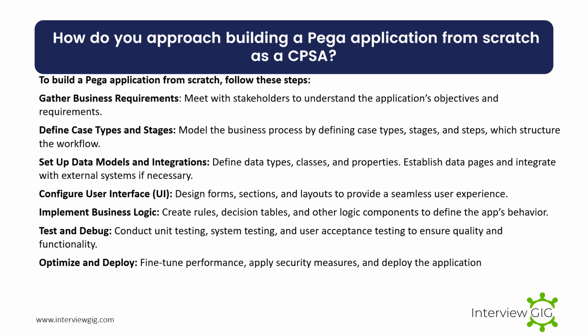Define data types, classes, and properties. Establish data pages and integrate with external systems if necessary. Configure user interface. Design forms, sections, and layouts to provide a seamless user experience. Implement business logic. Create rules, decision tables, and other logic components to define the app's behavior. Test and debug. Conduct unit testing, system testing, and user acceptance testing to ensure quality and functionality. Optimize and deploy. Fine-tune performance, apply security measures, and deploy the application.